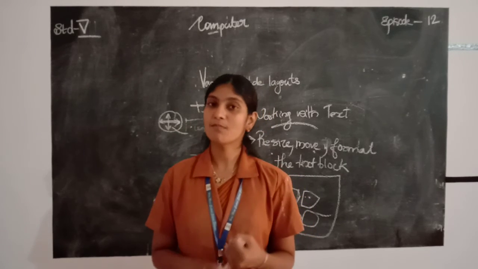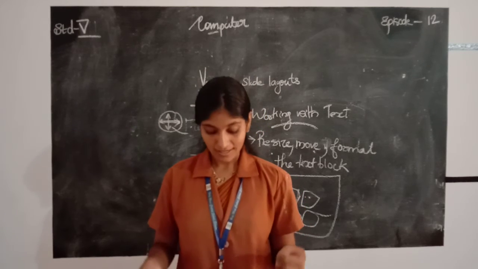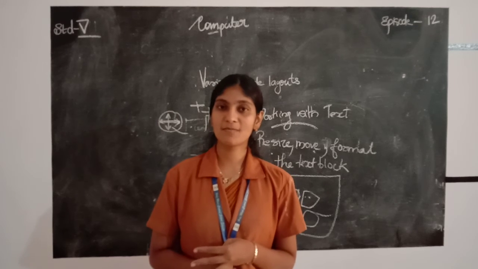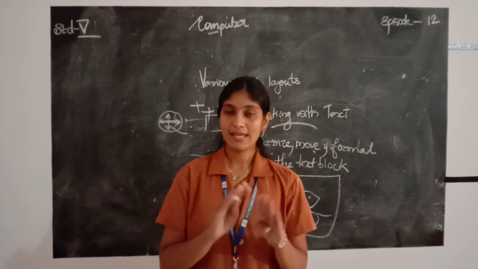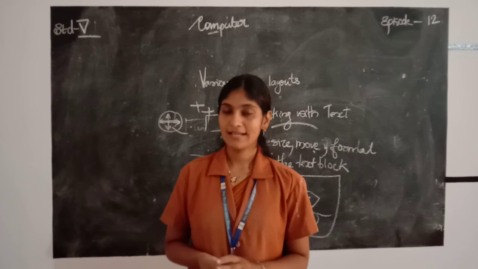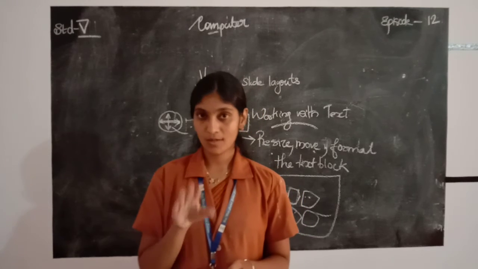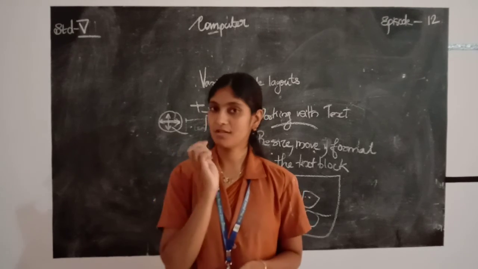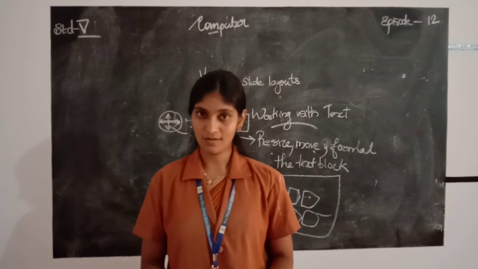That means we can move the text block, we can resize the text block, and we can rotate the text block. How to resize the text block? First click on that placeholder. Then a border will appear. There is a cross symbol also at the border and then you can drag your mouse to the top portion or downward portion. Then you can resize the placeholder.